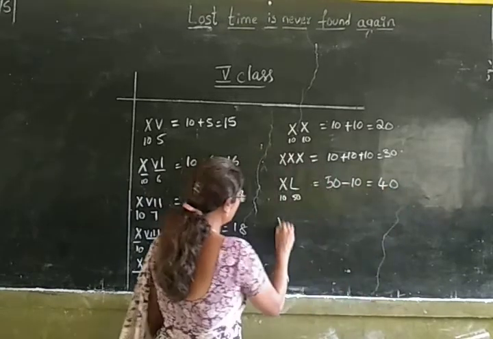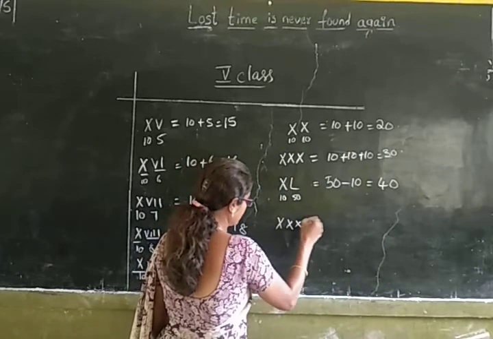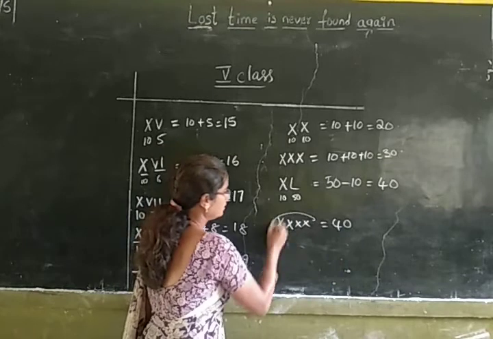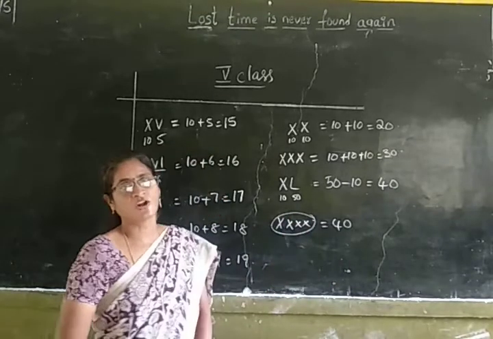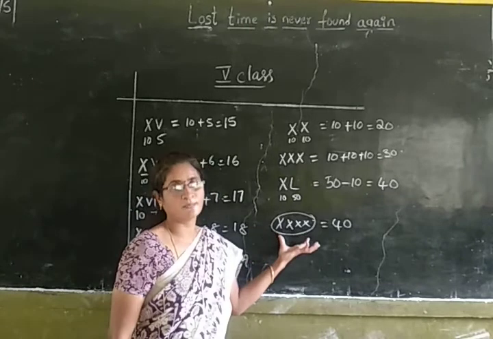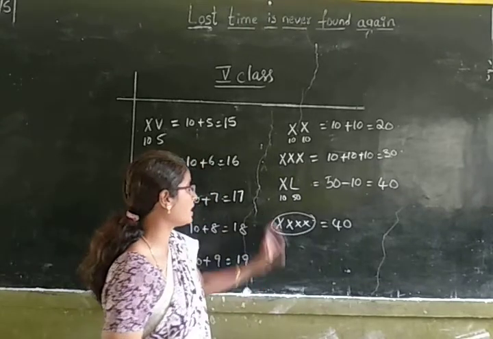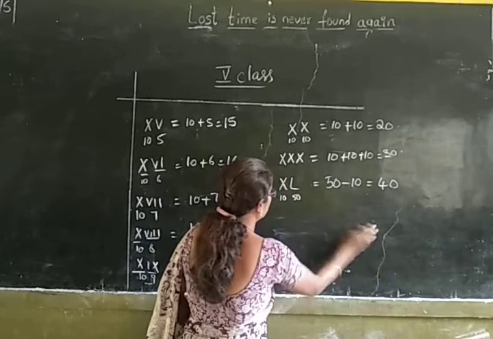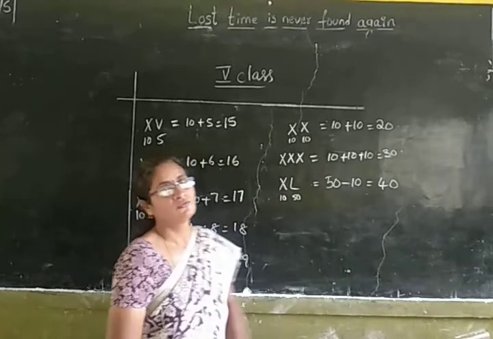Why are we not writing 40 as XXXX? Because a Roman numeral should not be repeated more than 3 times. Here X has been repeated 4 times, so 40 shouldn't be written like this. It should be written as XL, which means 40.